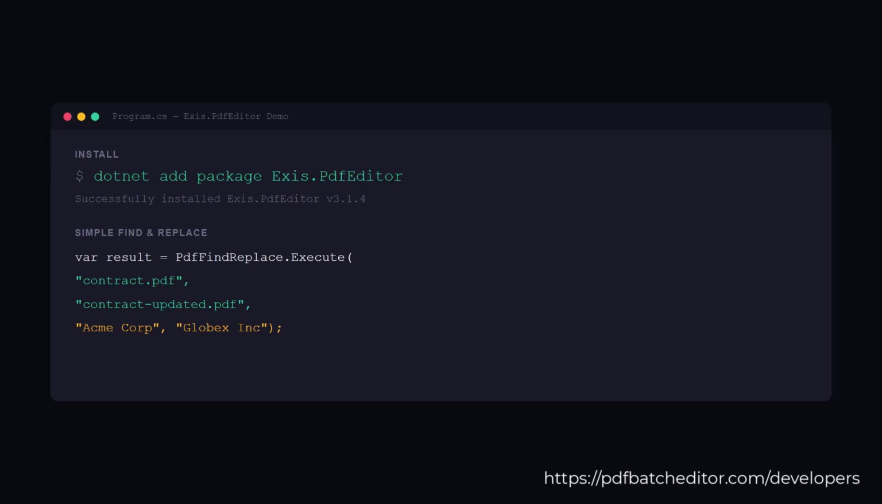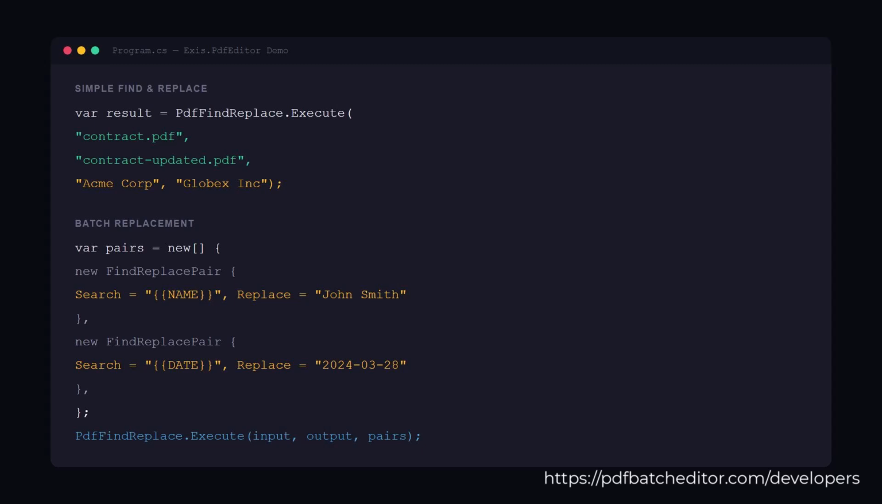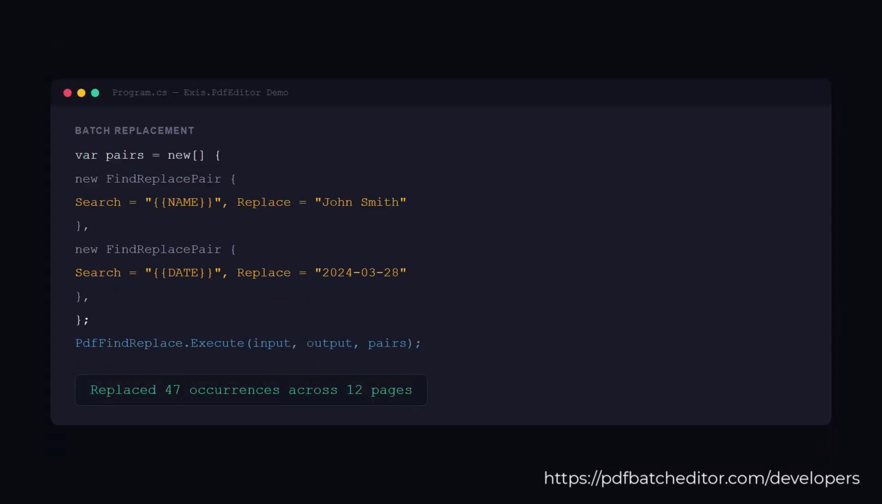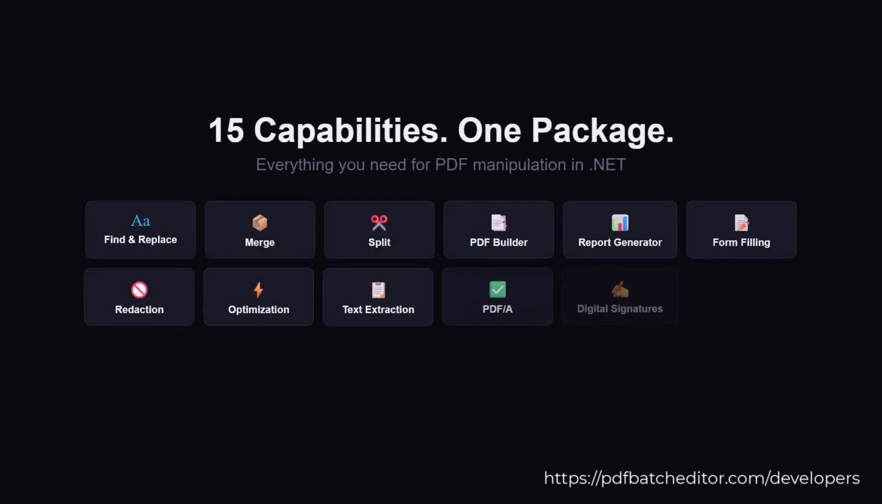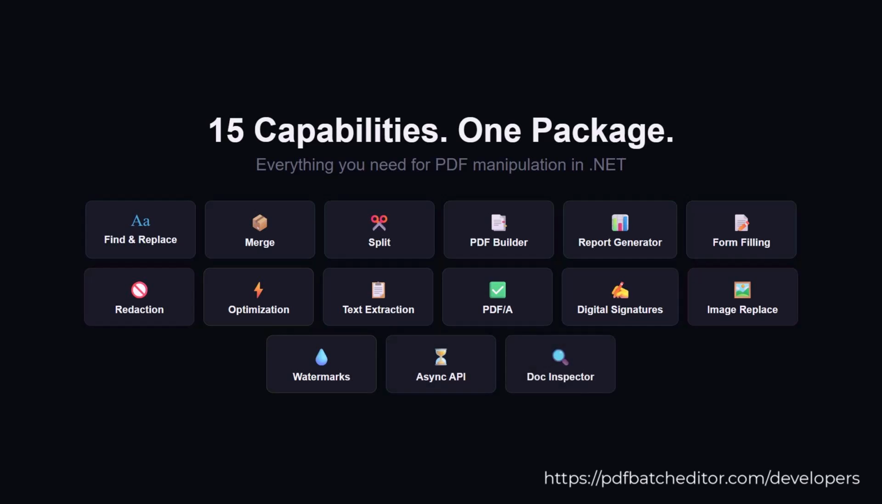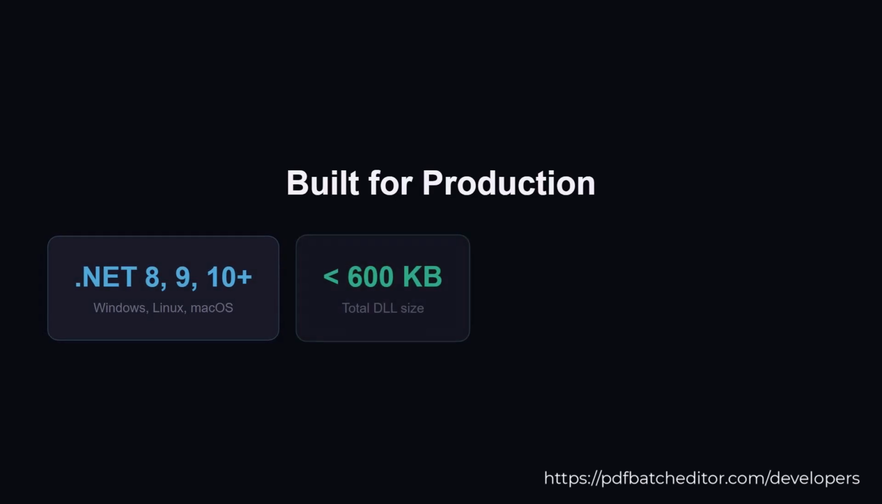It parses the PDF content stream directly and performs surgical in-place edits. The output is byte for byte identical to the original, except for exactly what you changed. Forms stay intact, signatures remain valid, and the entire library is under 600 KB with zero native dependencies.